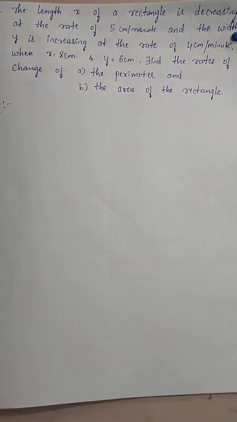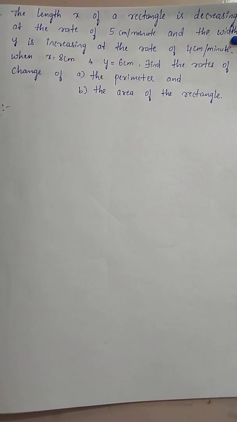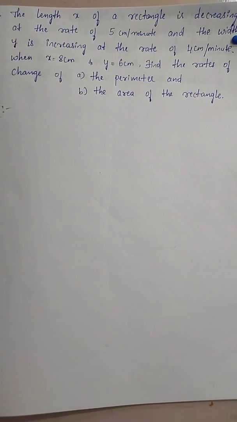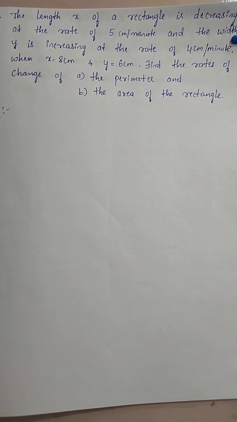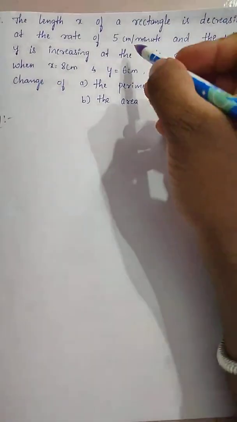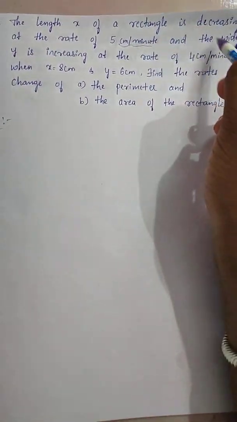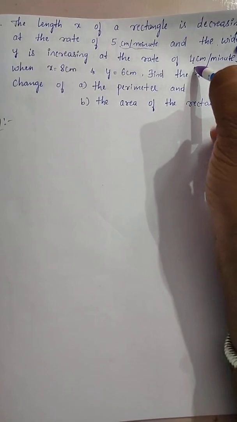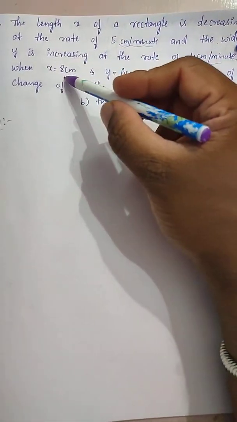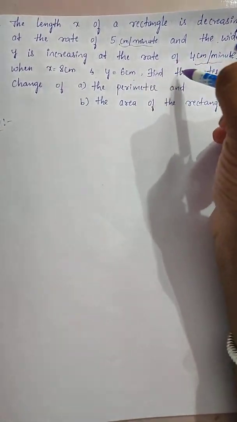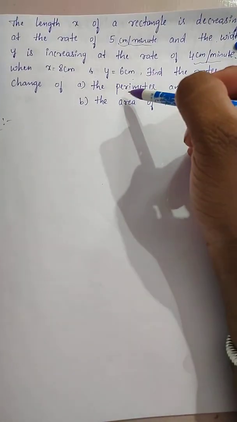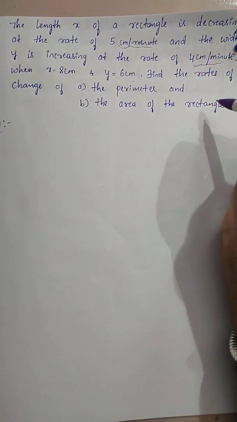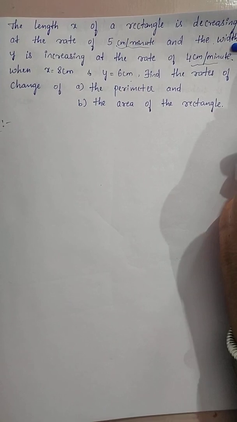Now we'll go for the next problem. The next problem is a very important problem. The length x of a rectangle is decreasing at the rate of 5 cm per minute, and the width y is increasing at the rate of 4 cm per minute. When x is equal to 8 cm and y is equal to 6 cm, find the rate of change of the perimeter and the area of the rectangle. So this is the given question.